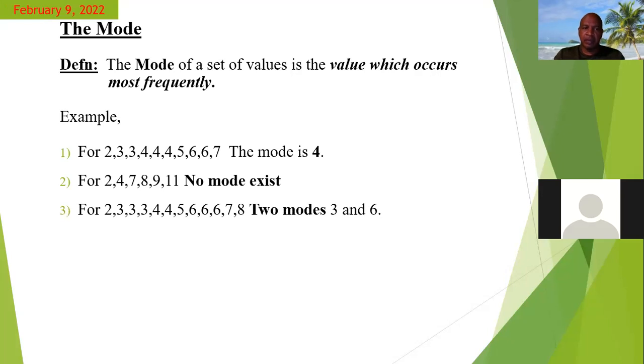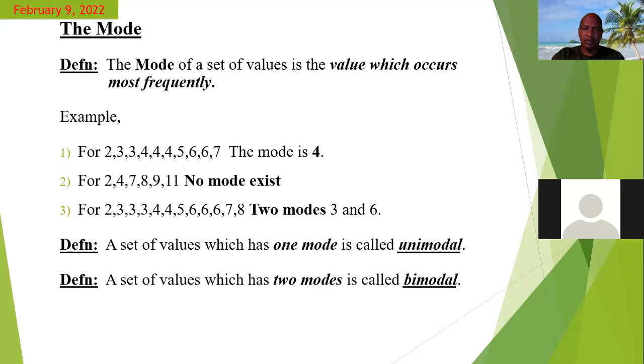Now this one here, we notice that we have 2 values that occur the most. We have 3 and we have 6 that occur the most. So both of them occur at the same frequency. So it means that we have 2 modes. And in this case, we would refer to this as a bimodal situation.